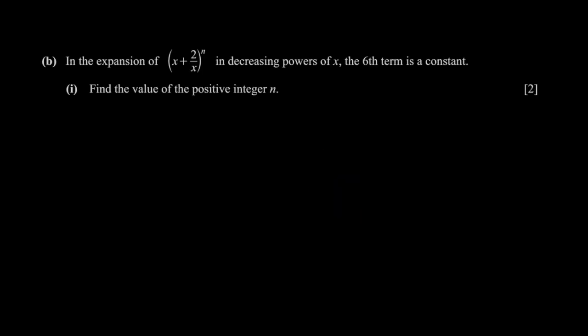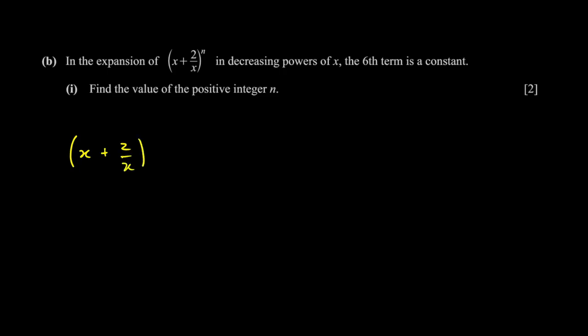In the expansion of x plus 2 upon x to the power of n in decreasing powers of x, the sixth term is a constant. Find the value of the positive integer n. Okay. Well, just think about it again, and I think we'll write out the full expansion as I did before so that we don't make a big mistake.